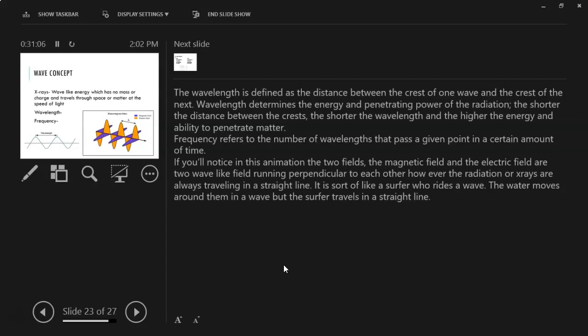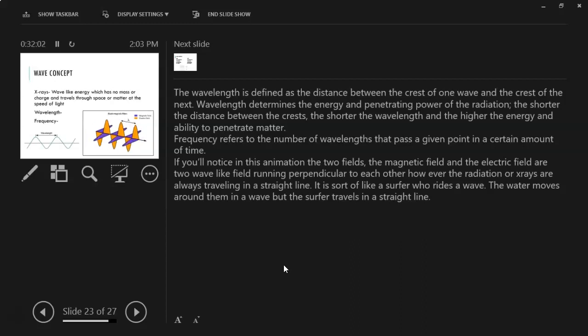But then this little video here, you can see the same thing. The magnetic field is moving one way, and the electric field is going another way, and it's kind of oscillating. The actual wavelength is defined as the distance between the crest of one wave and the crest of the next. A wavelength determines the energy and the penetrating power of the radiation. The more crests closer together, the stronger the energy. The shorter the wavelength, the higher the energy and the ability to penetrate into matter, to go through bone and teeth and cheeks and all that.